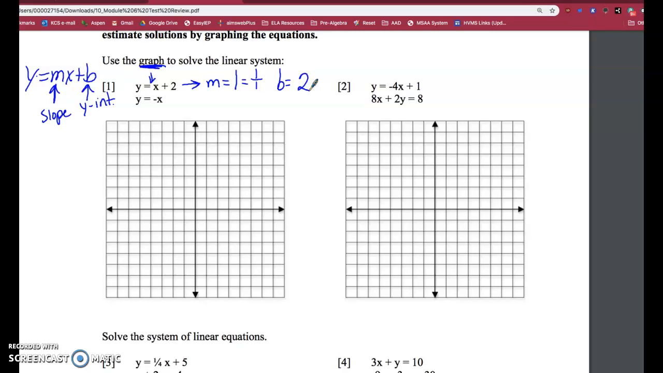Begin with the y-intercept. The line crosses right here at 2. And then rise 1, run 1. I'm going to repeat that pattern to create my line. I'm going to do the inverse of that pattern. Down 1, left 1. Keep repeating as far as I can go, and then connect my dots.